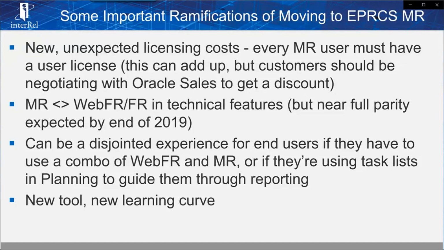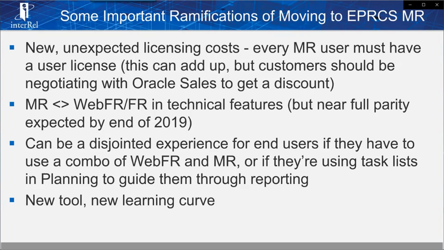In addition, don't forget that MR and FR are not full parity. They will be near full parity at the end of 2019, but they're not there now, and it's going to take them a while to get there. Also know that it can be a disjointed experience for end users if they have to use a combination of FR and MR. And by the way, there are customers who are doing that because MR provides some features, FR provides some features. Until that parity exists, they're actually using both reporting technologies. Also, it can be a disjointed experience for end users if you're using task lists and you use them to guide your users through reporting. Because you can't tie MR to a task list, that becomes a disjointed experience as well.